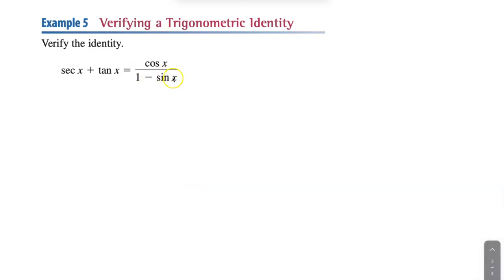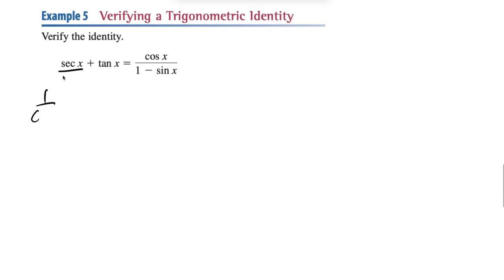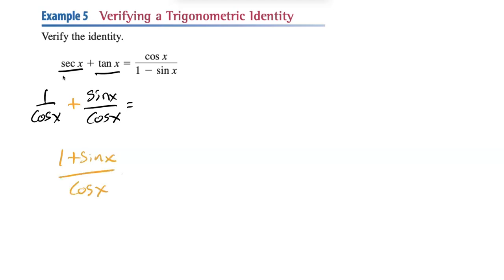Let's verify this trig identity. Nothing special here. I look at it the same way. I'm like, wait, this is 2 things, this is 1 thing. This is all cosine and sine. So I would probably work on the left side here. Secant is 1 over cosine. Tan is sine over cosine. And we're going to add them up. So I get 1 plus sine of x over cosine x. And they don't match.